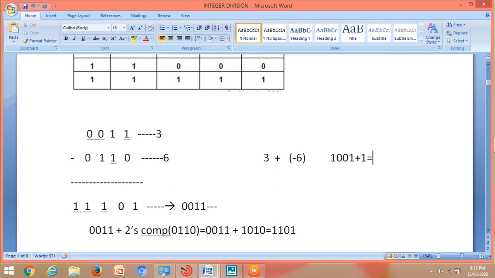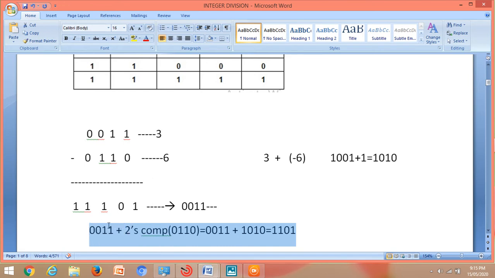Okay, so this is going to give me, just a minute, 1, 0, 1, 0. Okay, so 3 plus minus 6. So this 3 plus minus 6, 1, 0, 1, 0. Then you add 3 and you add minus 6. So here I have done it in this line, in the bottom line over here you can see.